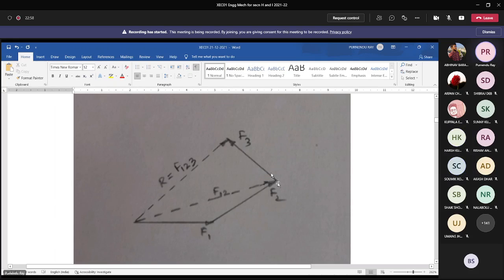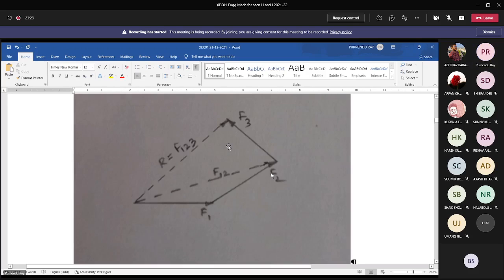And when theta is measured from the positive x-axis, then automatically that cosine value will come negative. We don't need to consider a separate negative sign for this. So f1 cos theta 1 plus f2 cos theta 2 plus f3 cos theta 3, etc., will automatically give you that algebraic summation, which is the x component of the resultant.